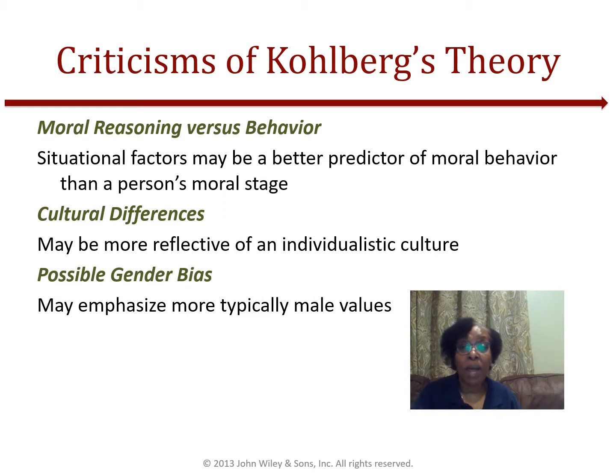Now, possible gender bias. Researcher Carol Gilligan criticized Kohlberg's model because on his scale, women tend to be classified at a lower level of moral reasoning than men. Gilligan suggested that the difference occurred because Kohlberg's theory emphasizes values more often held by men, such as rationality and independence, while it de-emphasizes common female values such as concern for others and belonging. Most follow-up studies of Gilligan's theory, however, have found few, if any, gender differences in level or type of moral reasoning.